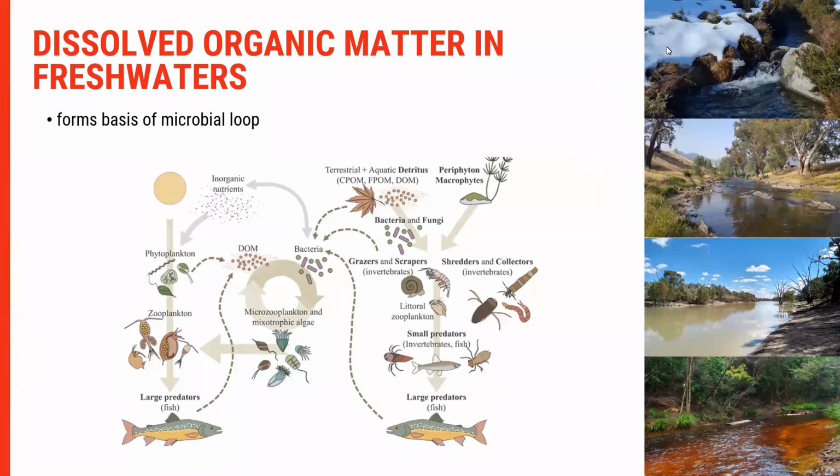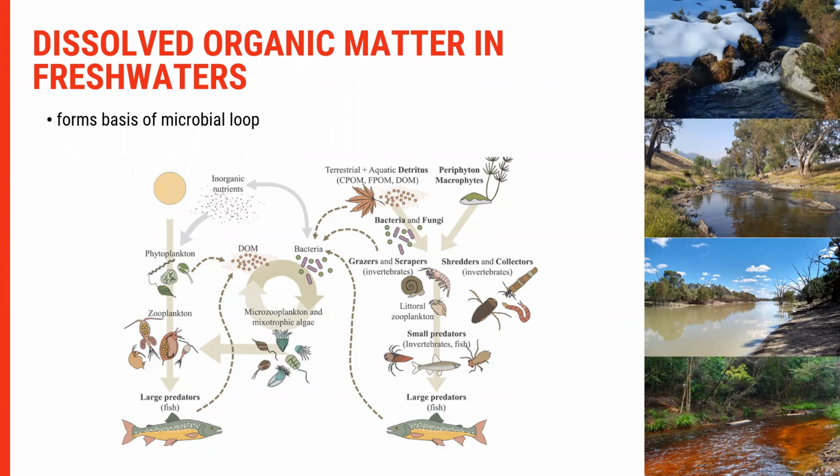Okay, so why do I care about dissolved organic matter in fresh waters? Well, basically, it forms the basis of the microbial loop within aquatic ecosystems, and this can then lead up to the higher order consumers. So here's just a model that you can see here. We've got dissolved organic matter coming into the freshwater system.